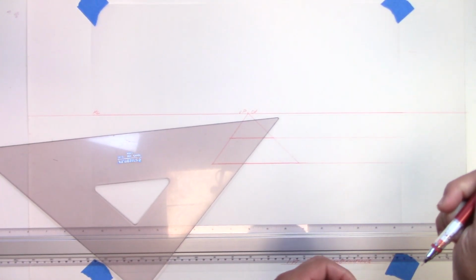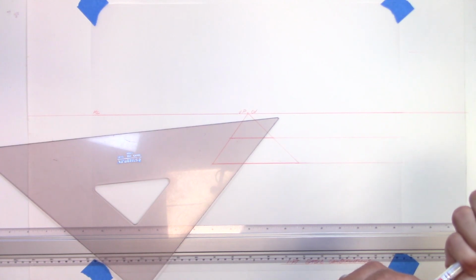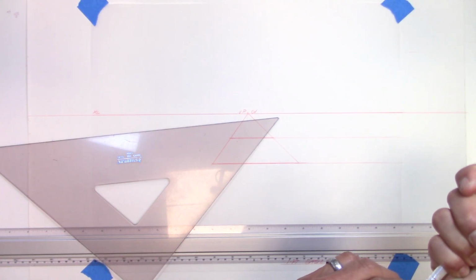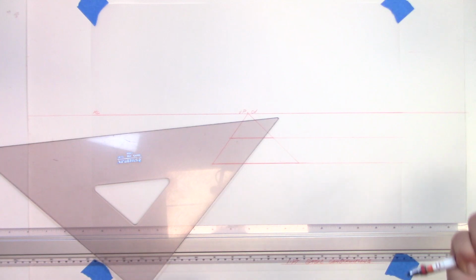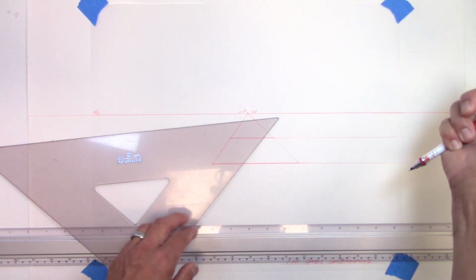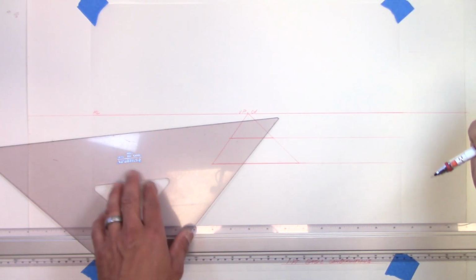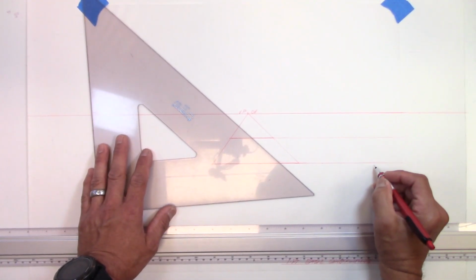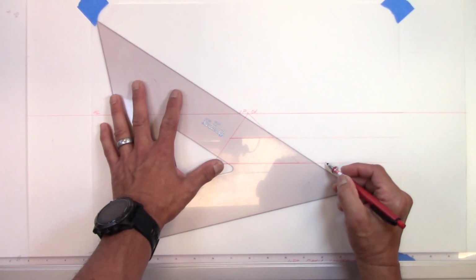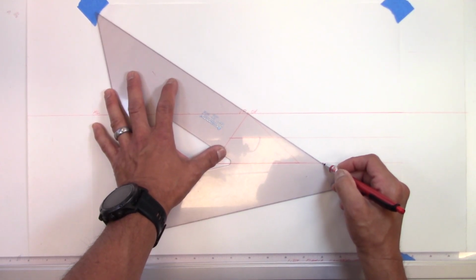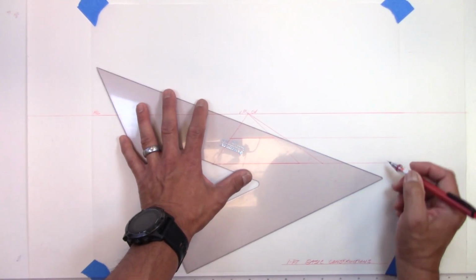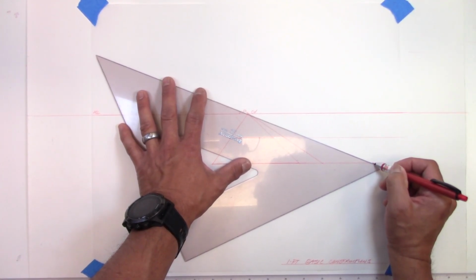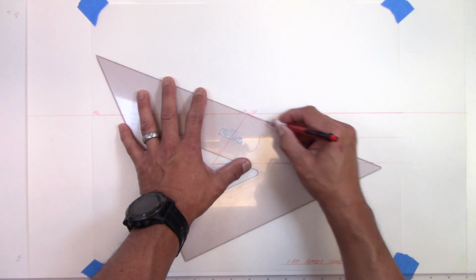Let me get my mechanical pencil to work. Doesn't like me. There it goes. So I'm going to make a point here and here. It's not going to be exactly the same width, but it is going to be at least the same depth. And I'm going to draw a line to the actual vanishing point.